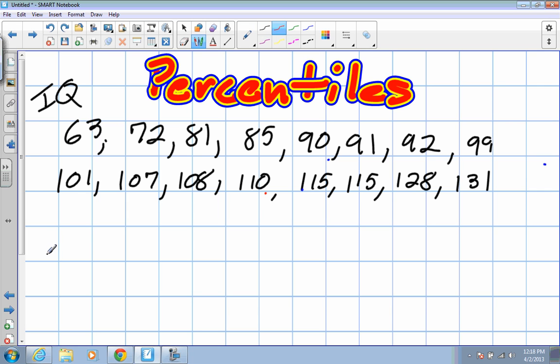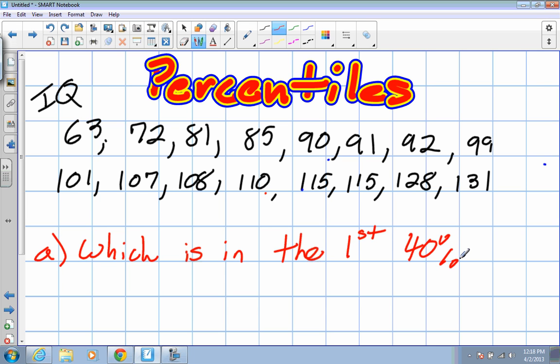So let's say the very first question is, what data is in the first 40% of info? Okay? So remember, quartiles broke them up into sets of a quarter. So 25, 50, 75, and even technically 100. 40, we don't get a number split like that. So the very first thing we need to do is figure out how many pieces of data are in the set.